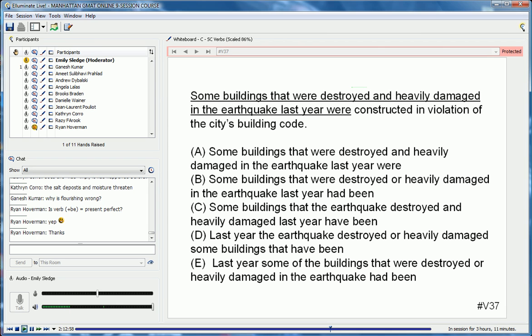Rosie, I'm going to throw that to you. You picked B as well. First were some buildings versus last year. I'm starting the sentence with last year versus some buildings. And then I chose to start with some buildings last year. Oh, there we go. Yeah. So the first three, some of the buildings that were destroyed were, or last year were, or last year have been. Last year have been. Those are the other splits.